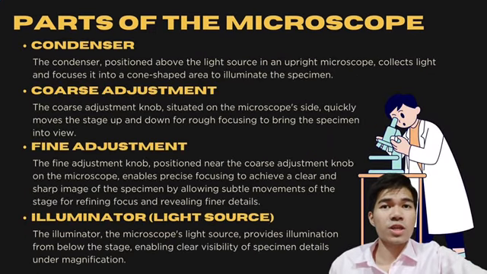So we have the condenser. The role of the condenser is to collect the light that is coming from the illuminator or the light source and focus it on the specimen itself. The way that the condenser focuses the light coming from the illuminator is in a cone shape. So through that cone shape, it can easily focus the light on the specimen.